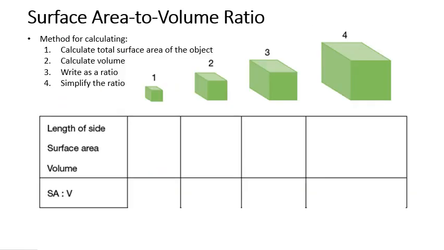So let's demonstrate how to actually work out the surface area to volume ratio and understand what the concept means. Essentially, we need to work out the total surface area of a 3D object, and then work out its volume, and then compare those two as a ratio, and then simplify, so it's easier to compare the ratios among each other. To do that, we've got 4 cubes here. We've got a 1 centimeter up to a 4 centimeter cube.